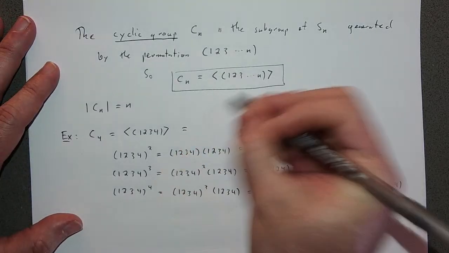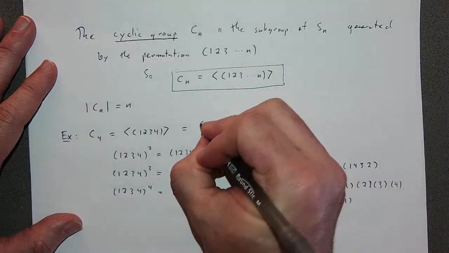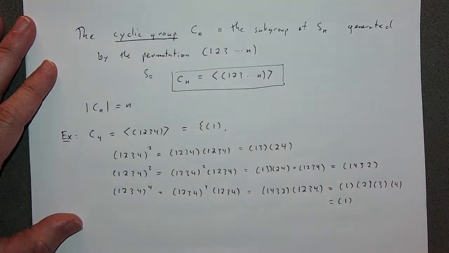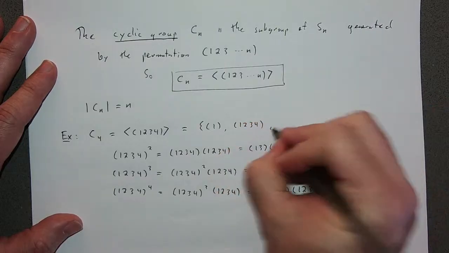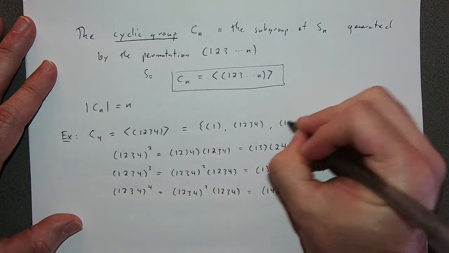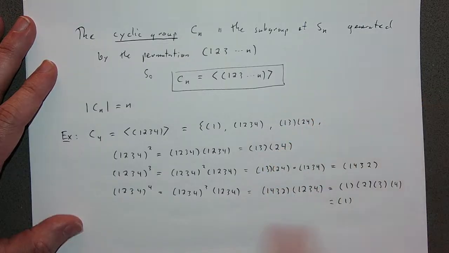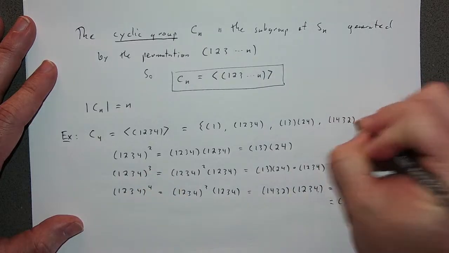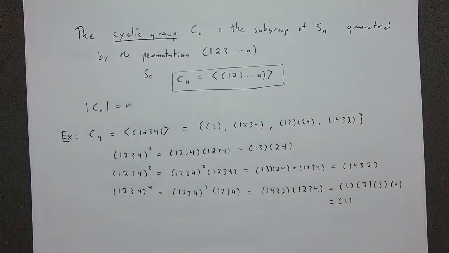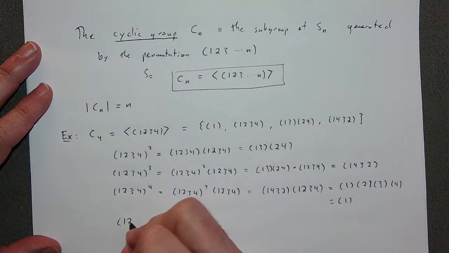So what is this cyclic group? It consists of the identity, (1 2 3 4), (1 2 3 4) squared, which is (1 3)(2 4) in cycle notation, and (1 2 3 4) cubed, which is (1 4 3 2), and that is it. Because, as you see, it cycles back.